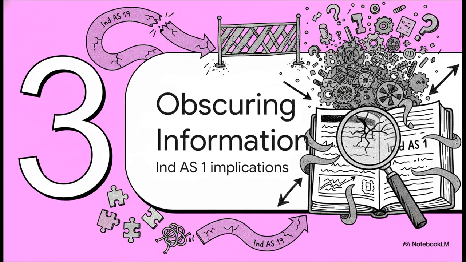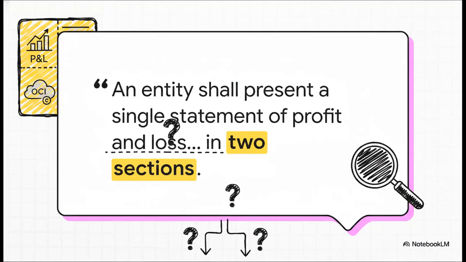Let's look at the fallout in Section 3, obscuring material information. You see, this compliance failure doesn't just stop at IAS 19. It actually bleeds right into how the information is presented. According to IAS 1, paragraph 10A, the statement of profit and loss has to comprise two distinct sections, profit or loss and other comprehensive income, or OCI. The standard explicitly states these sections have to be presented together. Yet, if we look back at the company's policy, it literally just says VRS is charged to the statement of profit and loss.